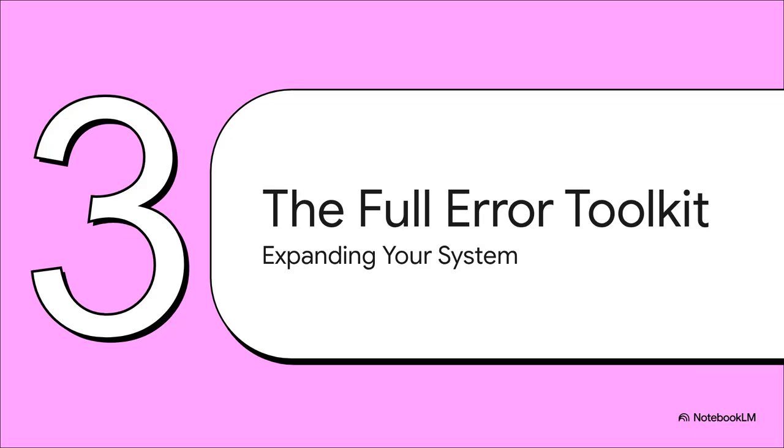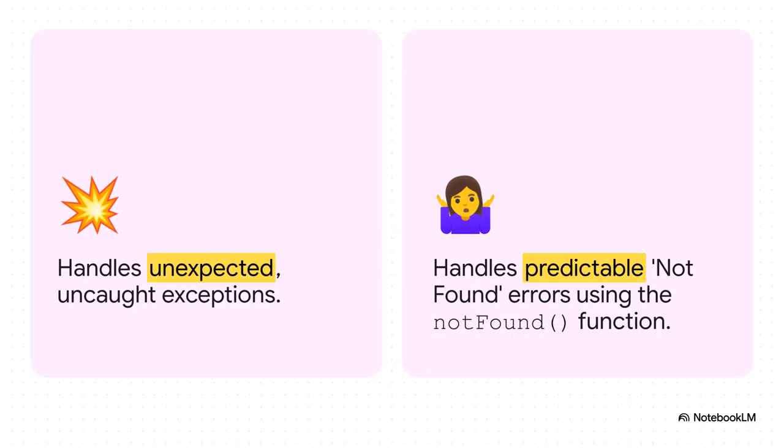So, while error.tsx is definitely your go-to, your number one tool, it's not your only tool. To build a truly robust application, we need to expand our safety system with a few other specialized files. First up, let's talk about the difference between a real error and just not finding something. Error.tsx is for the unexpected stuff. Your code actually broke. But not-found.tsx, that's for the expected situations, like a user searching for a blog post that just doesn't exist. You trigger this one on purpose with the notFound function, and it gives a much cleaner, more specific user experience than a generic error page.